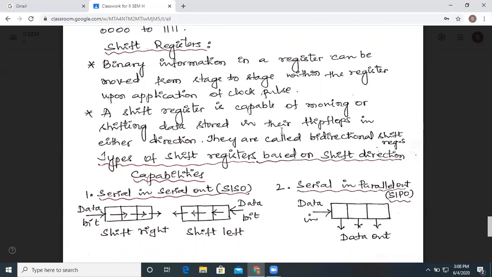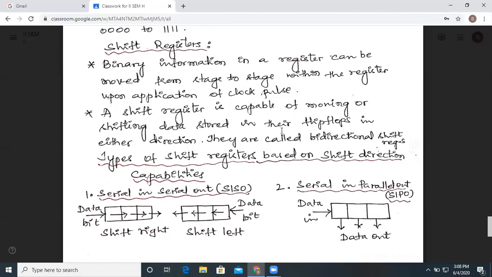A shift register is capable of moving or shifting the data stored in the flip-flops in both directions. Such shift registers are called bidirectional shift registers. If the shift registers cannot transfer the information in both directions, then those shift registers are called unidirectional shift registers. Now it is time for us to see the types of shift register, and this is based on the shift direction capabilities.